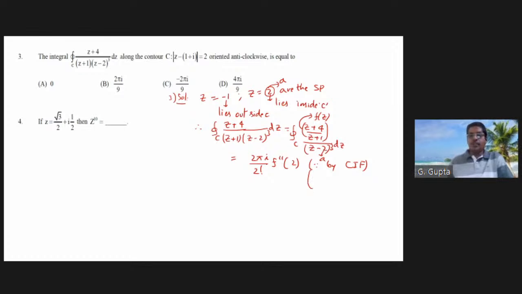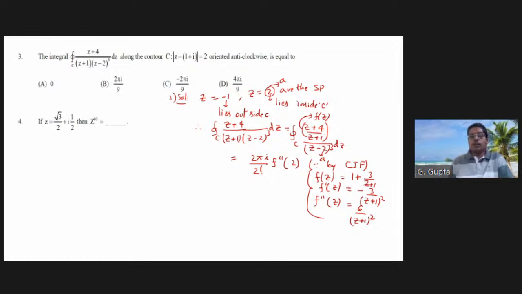What is f of z? The numerator z plus 4 can be written as z plus 1 plus 3, so separating into fractions, 1 plus 3 by z plus 1. Can I write like this? After taking LCM, you will be getting z plus 4 by z plus 1. So the first derivative, 1 by x derivative is minus 1 by x square, so this becomes minus 3 by z plus 1 whole square, or you can apply the quotient rule for differentiation. Again, the second derivative, that is f double dash z, becomes 6 by z plus 1 whole cube.